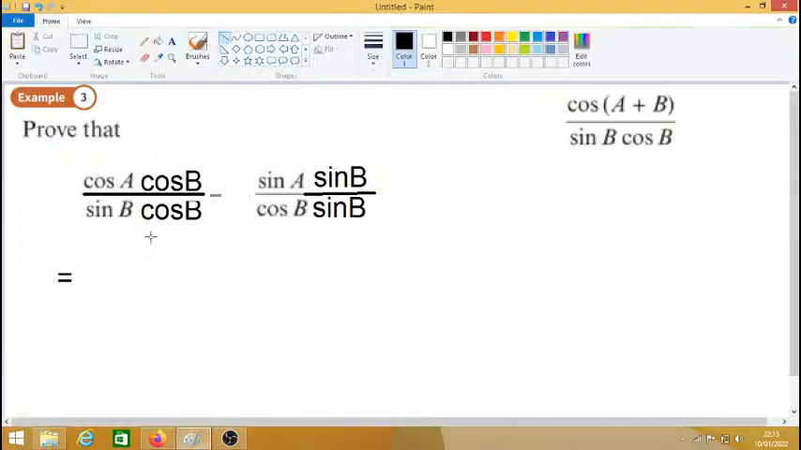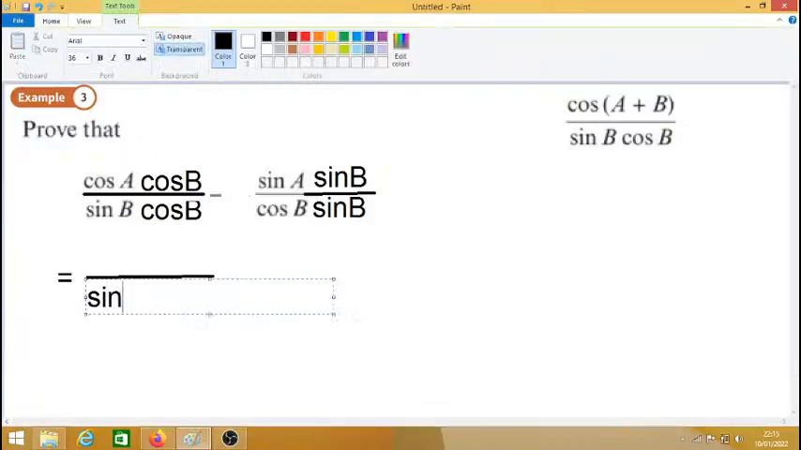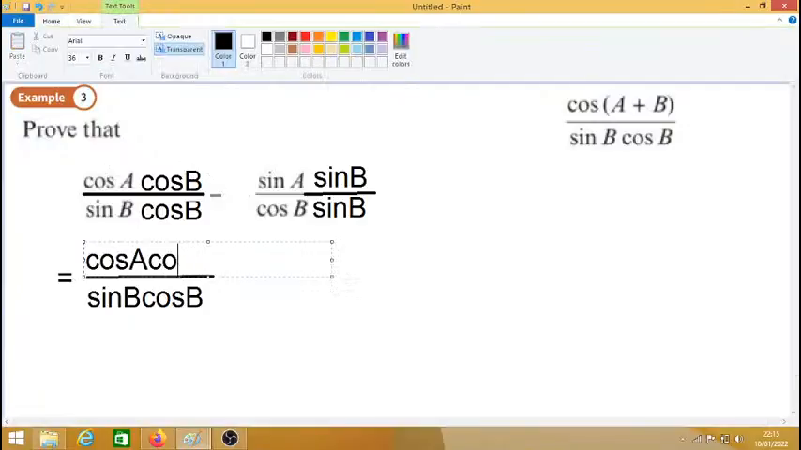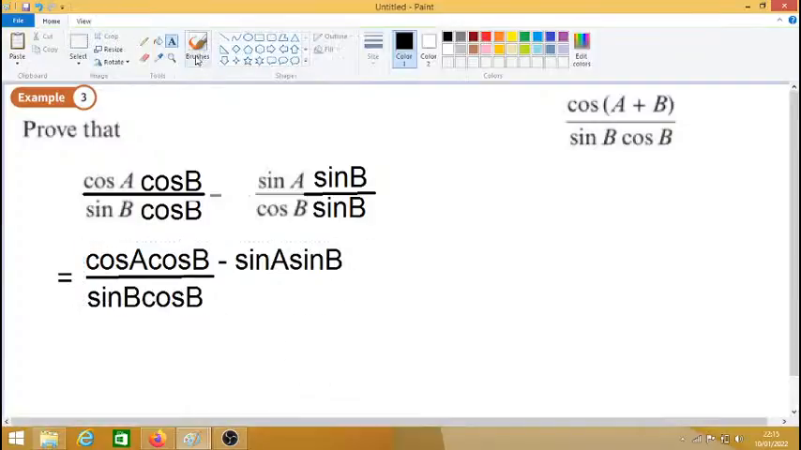So that would be equal to, on the bottom, I'll just have sine B cos B. And on the top, I'll have this whole thing take away this whole thing. So I'll have cos A cos B take away sine A sine B. And as you're reading that, as you're writing that, it should remind you of something: that's the formula of the cos addition formula. If you think about the cos addition formula, it's very, very similar. So let's just write that on the side.